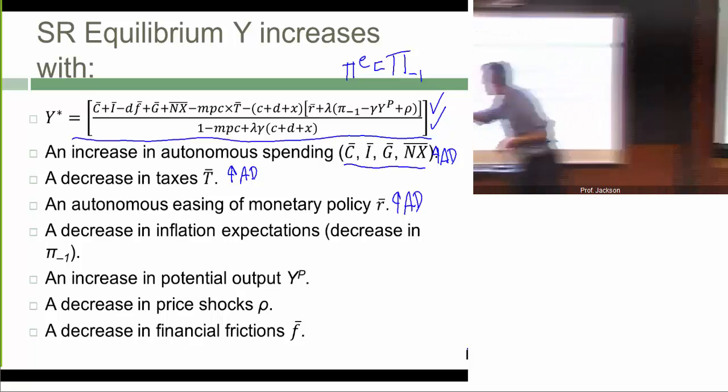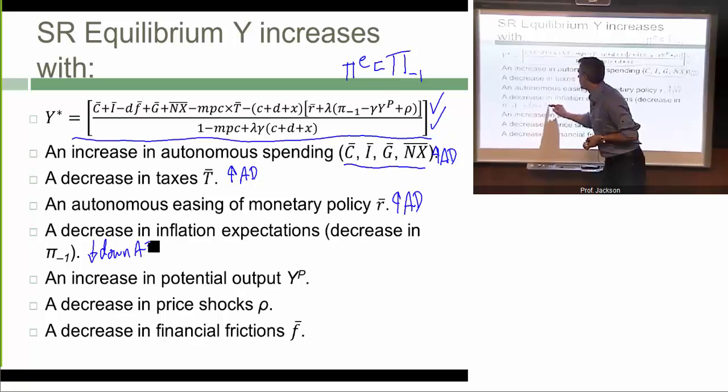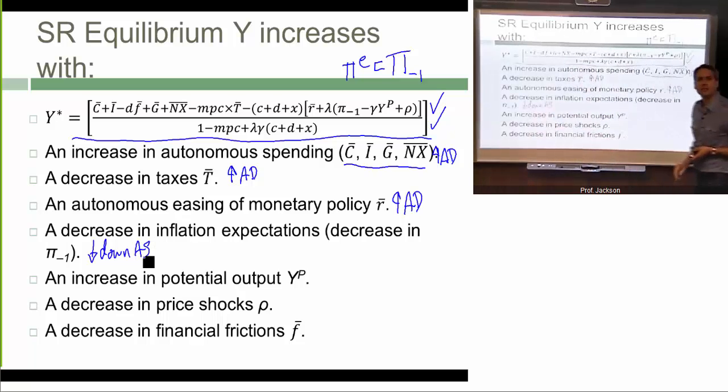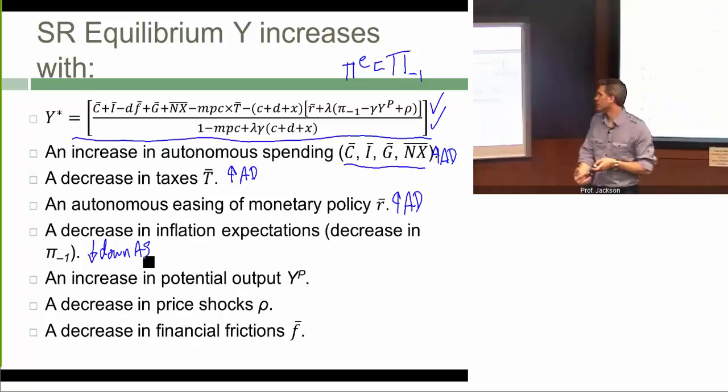A decrease in inflation expectations. This has the effect of shifting down our short-run aggregate supply curve. And so that also increases equilibrium output in the short run.